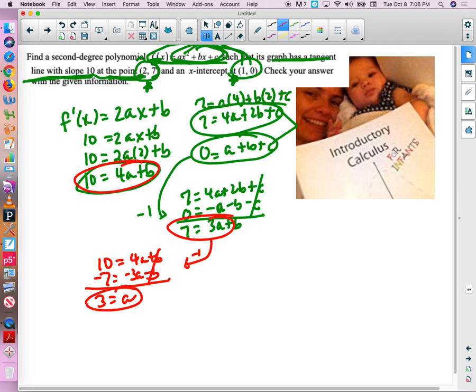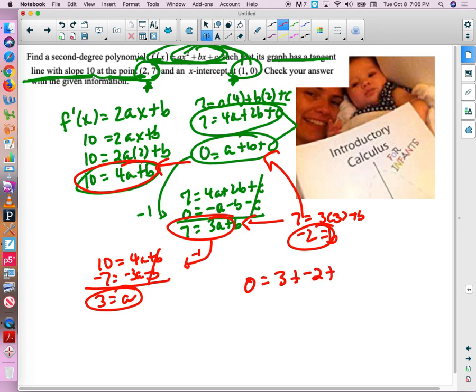I can fill it in one of these two to find b. So I'm going to say 7 equals 3a plus b. So b is -2. And then I can fill it in one of these. So I have 0 equals a, which is 3. B is -2. And c gives us this. So you have 0 equals 1 plus c. So c is -1. So my polynomial must be y equals ax squared plus bx plus c.